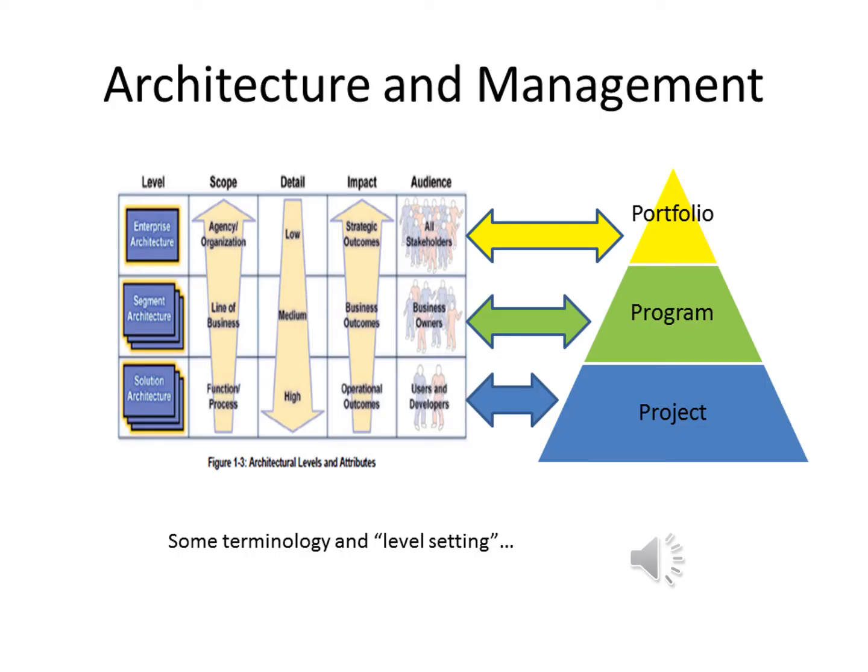Those 3 levels again correspond to management. If you study management from PMI, you'll see that there's a portfolio manager, program managers, and project managers under the program managers. So those 3 levels of architecture correspond to those. That is to say that the enterprise level architect corresponds to the portfolio manager for the organization and helps make portfolio decisions. The segment level architect corresponds to the program manager, probably working for the program manager, and the solution level architect probably works for the project manager.